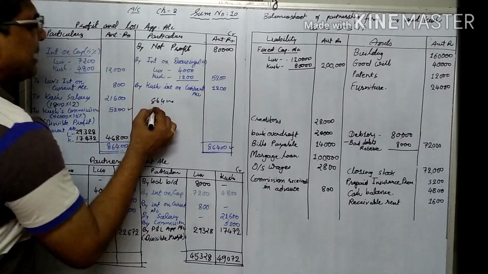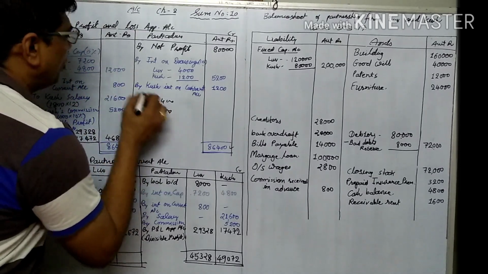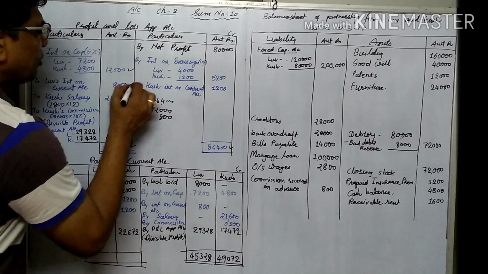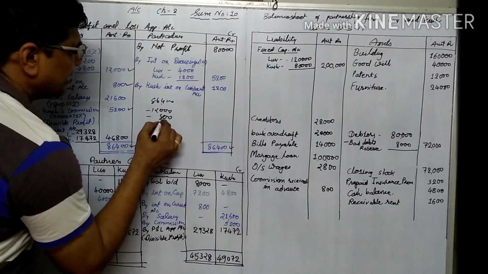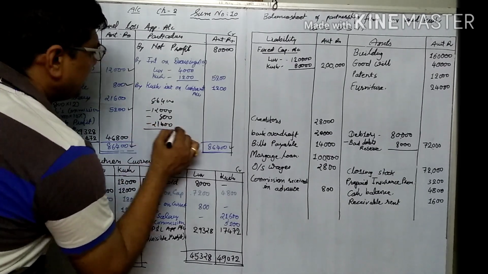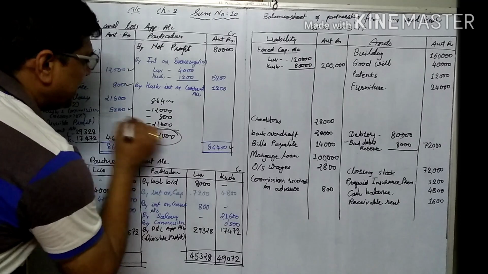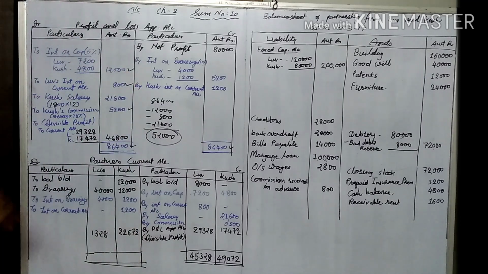From there we have to minus 12,000 debit amount, this one 800, this amount also you have to minus, and 21,600 you have to minus. Then you have to get the difference. The total is 52,000 and there it is written Kush commission.